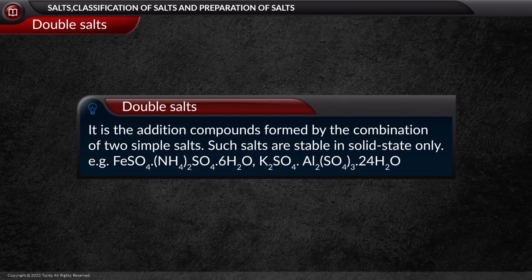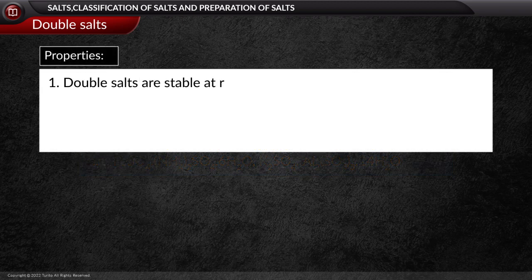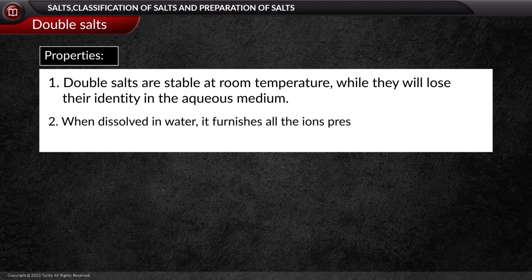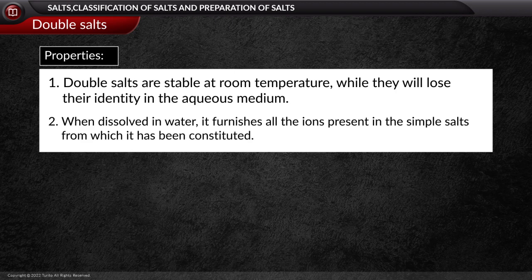Next, double salts. It is the addition compounds formed by the combination of two simple salts. Such salts are stable in solid state only. Examples are ferrous ammonium sulfate, potash alum. Double salts are stable at room temperature, while they will lose their identity in the aqueous medium. When dissolved in water, it furnishes all the ions present in the simple salts from which it has been constituted.